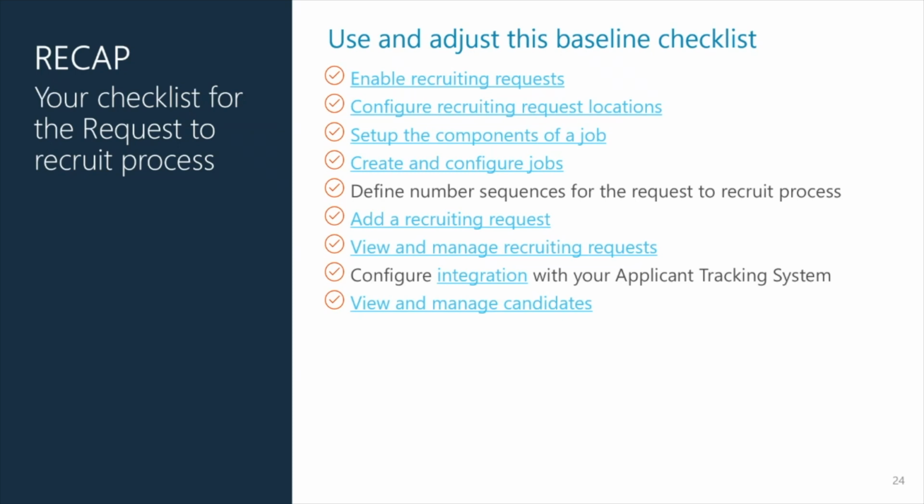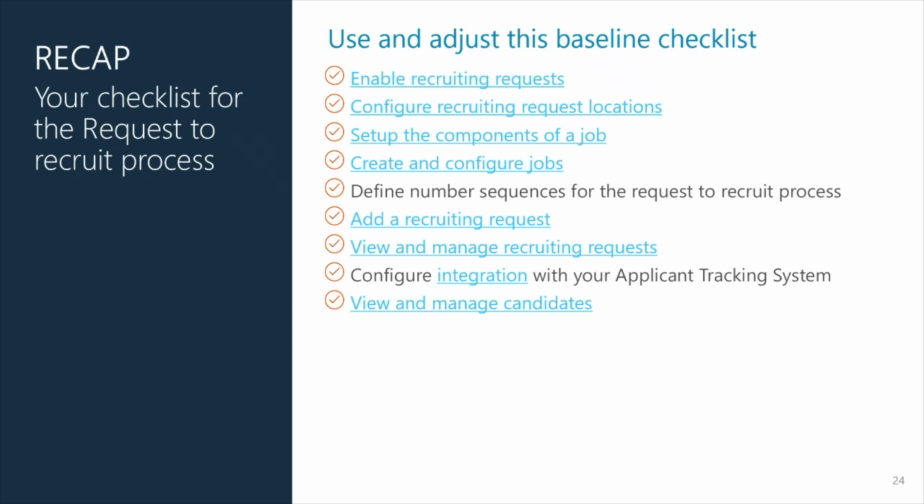Next, you'll want to configure recruiting request locations. This is an optional step. It's not required. If you are planning to use those locations, they allow you to define where you're recruiting a particular candidate into. So if you've got multiple offices and, let's say some of our job posts, we're going to recruit into Redmond and some we're going to post and hire into our Atlanta office, that would be examples of how you might use those locations.